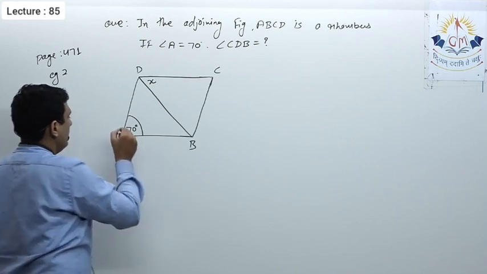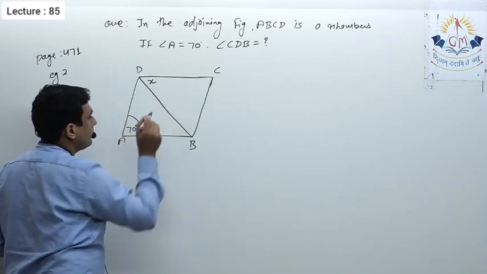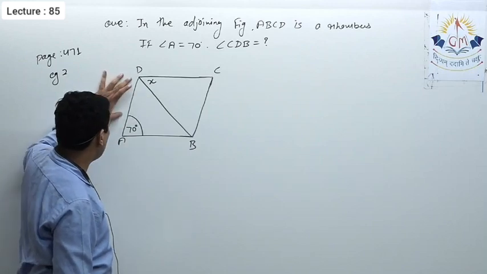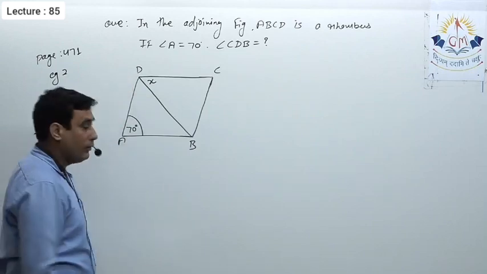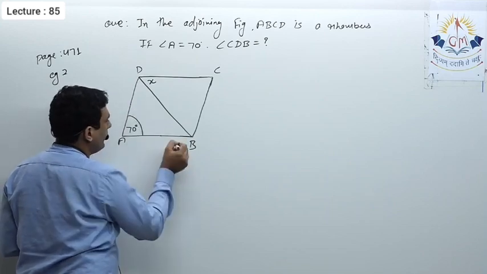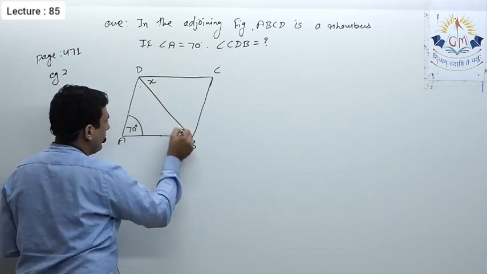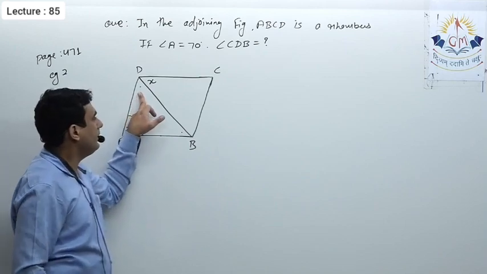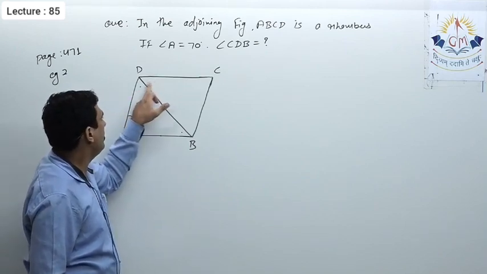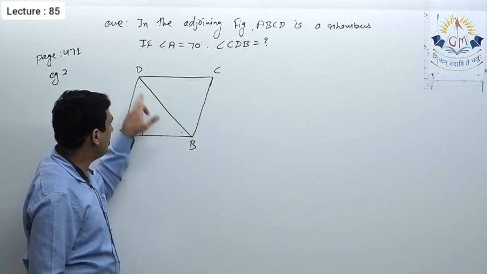See, as it's a rhombus, all of its sides are equal. That means AB must be equal to AD. Now, we also know that in a triangle, if two sides are equal, opposite angles are equal. So, measure of these two angles will be equal. Let's say it is A and A. So, we'll get the measure of A.